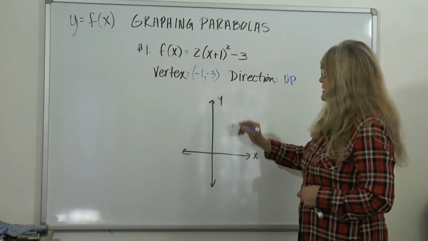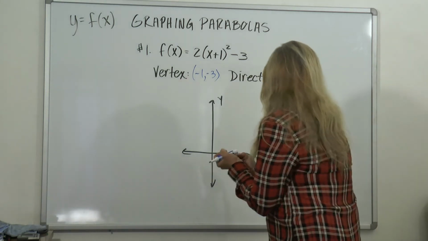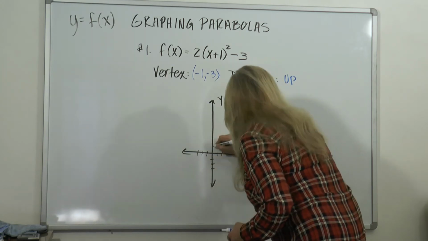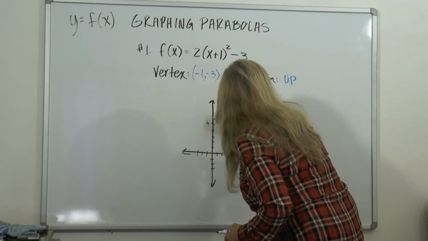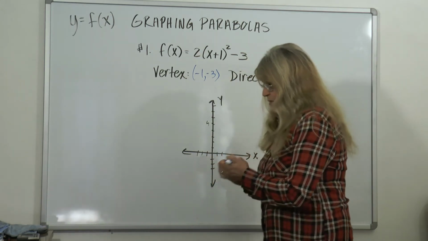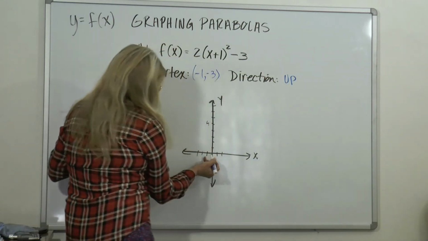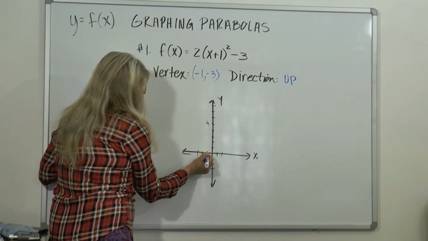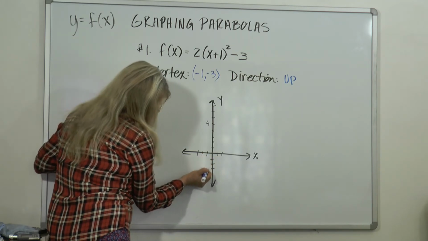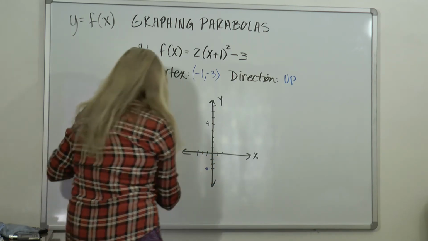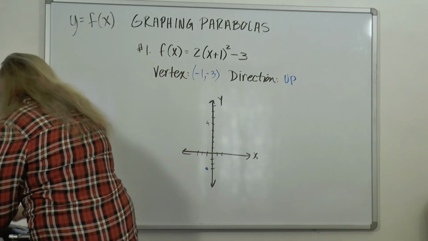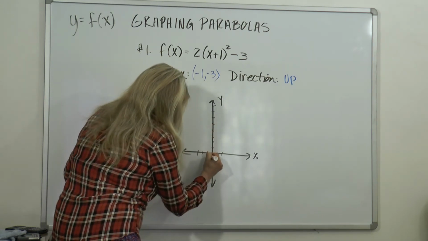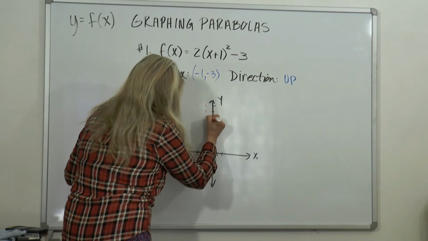Then what we want to do is plot our vertex. So we plot our vertex. Remember, you start at the origin, go in the x direction, in this case -1 in the x direction, then -3 in the y. So there's 1, 2, 3. So here's -1, -3. That's our vertex. Then what you want to do is you want to put this nifty little line right through your vertex point.